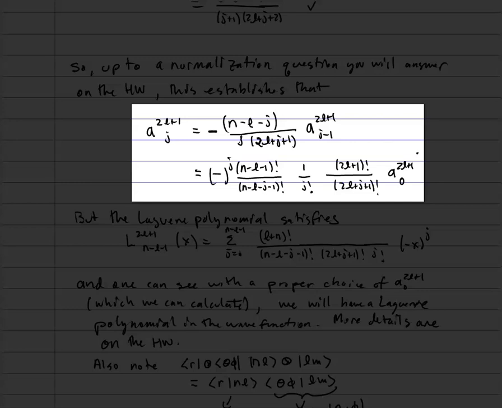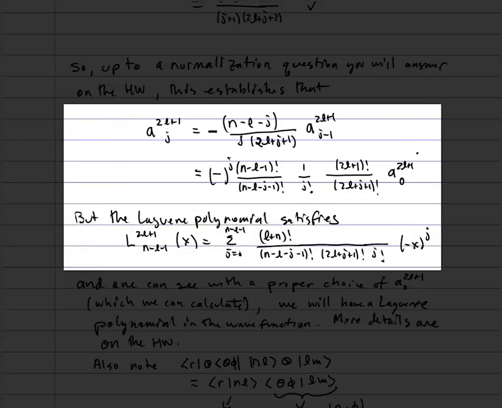You get a minus 1 to the J, you get an (N - L - 1) factorial divided by an (N - L - J - 1) factorial. You get a 1 over J factorial, and you get a (2L + 1) factorial divided by a (2L + J + 1) factorial. Now, when you look up what a Laguerre polynomial is, the Laguerre polynomial L_{N-L-1}^{2L+1} of x is given by the sum from j equals 0 to N - L - 1 of (L + N) factorial over (N - L - j - 1) factorial times (2L + j + 1) factorial times j factorial, multiplied by minus x raised to the jth power.